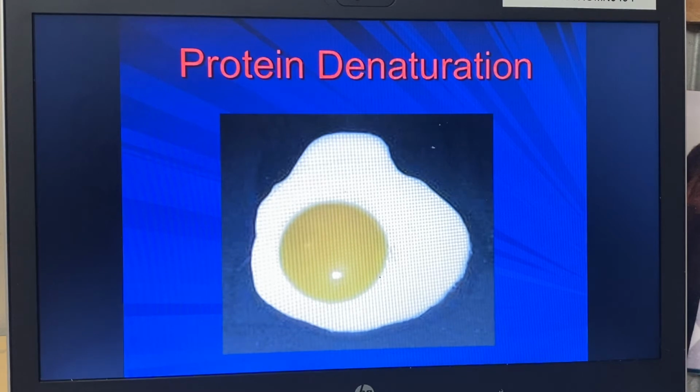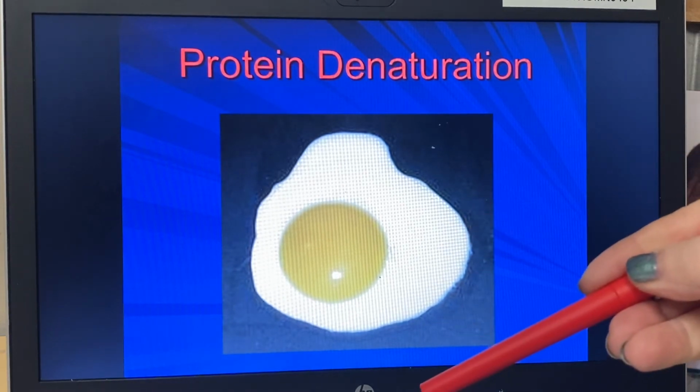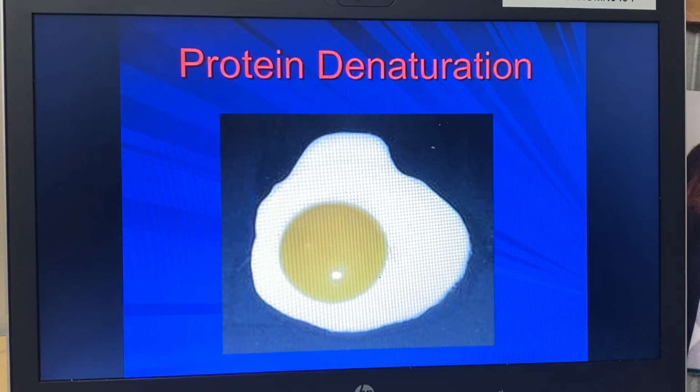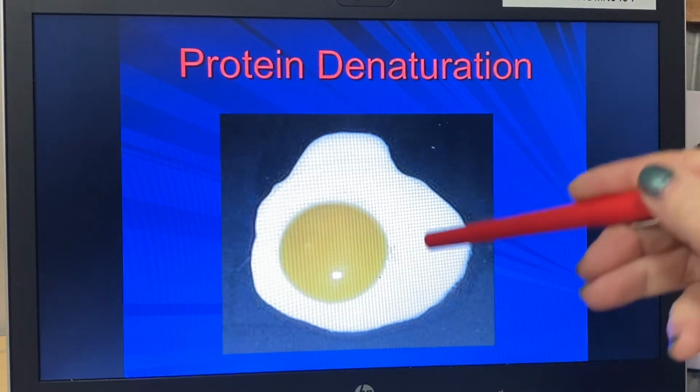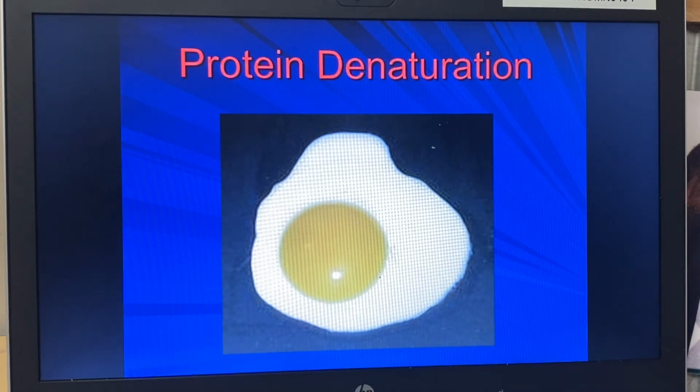Then if you decide, you know what, I'm not really craving that egg anymore, I'm just going to put it back in the fridge. When it gets to this point, if you take this fried egg and you put it back in the refrigerator, it doesn't go back to being runny and liquid. It's still solid and it's still white. That is irreversible protein denaturation.